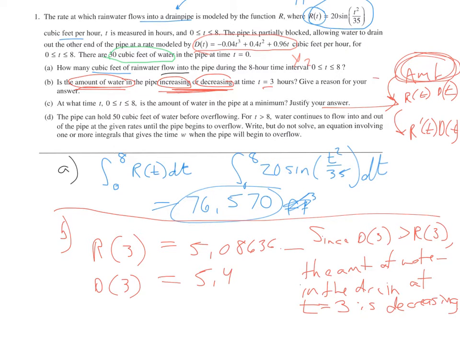And where it says give a reason for your answer, they're going to look here. So you can't just say D3 is bigger than R3. You have to actually show the values for which they are.